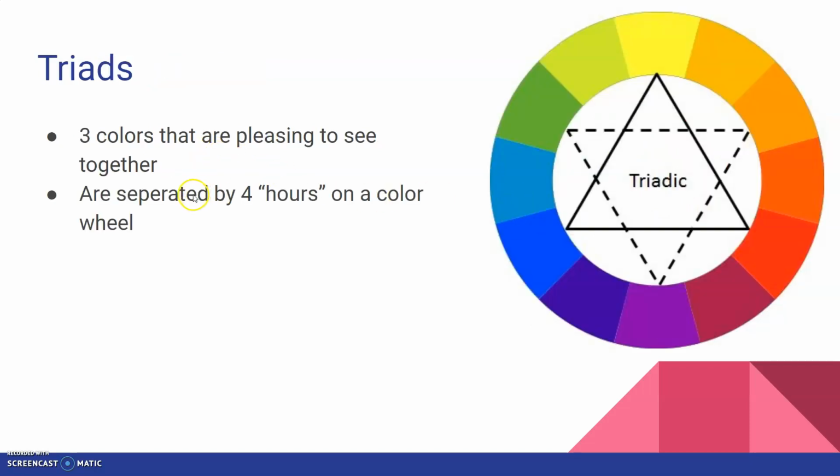Your triads are three colors that are pleasing to see together and are separated by 4 hours on a color wheel. So this color wheel has 12 different shades on it. So each color would be considered an hour. So 4 shades away from blue would be cyan, green, lime, and then this yellow. So that's the 4th one away. So it makes this triangle with 1, 2, 3, 4, this red here.